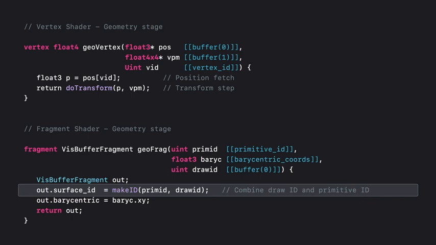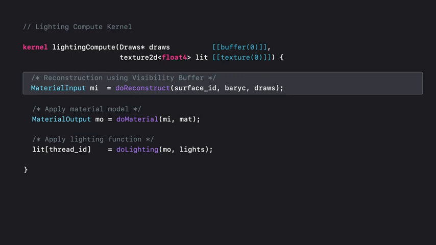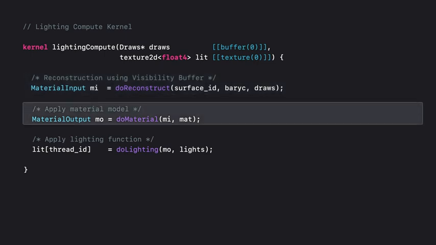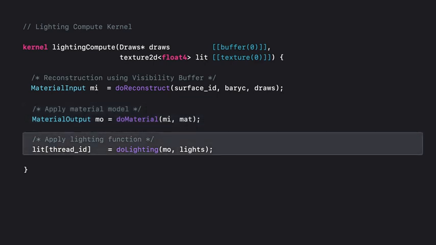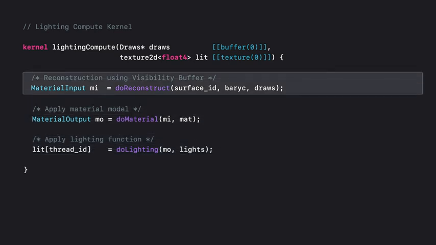Now, let's take a look at the lighting stage. At a high level, the lighting stage has 3 steps: reconstruction, material model, and lighting function. The reconstruction step will reconstruct material input from our surface identifier and barycentric coordinates. Then we can execute our material model steps as we do in our deferred shader. And finally, we apply our lighting function to write out the final lit pixel. As mentioned previously, the material and the lighting stages are identical to classic deferred. So, let's take a look at the reconstruction step in more detail.